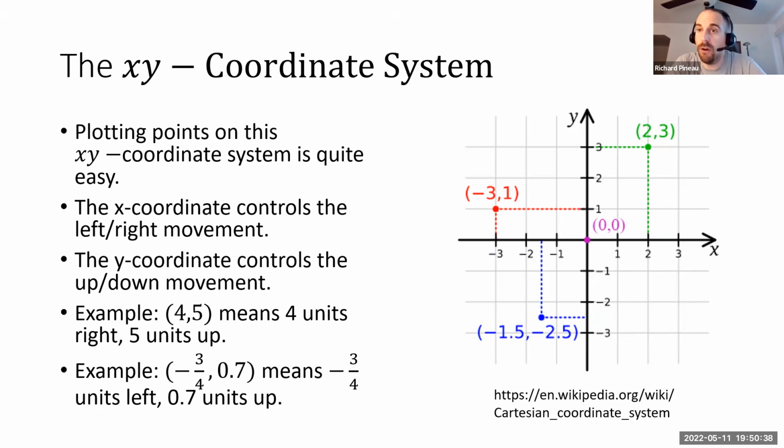We have 0, 0, which is known as the origin. We have the point 2, 3 in green. This means you move 2 units to the right and then up 3 units. The one in red is negative 3, 1. So you move 3 units to the left and then up 1 unit. And then the other one, interestingly enough, is negative 1.25 comma negative 2.5. So we move 1.25 units to the left, and then we move down 2.5 units. So that's the idea behind plotting points.